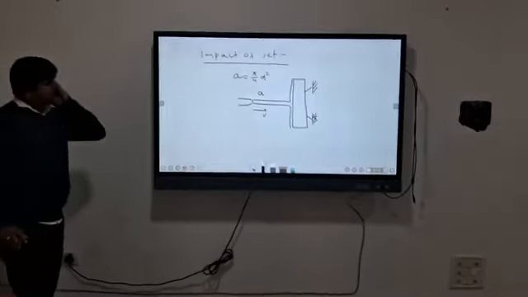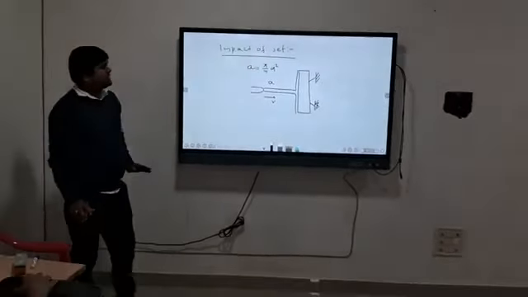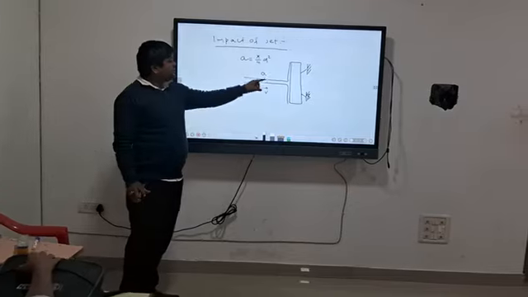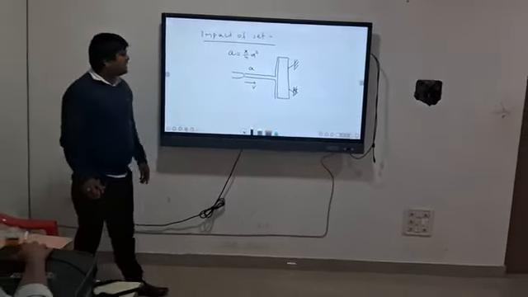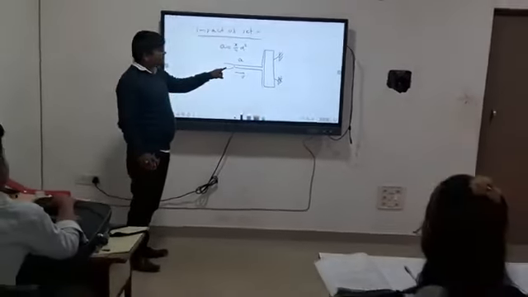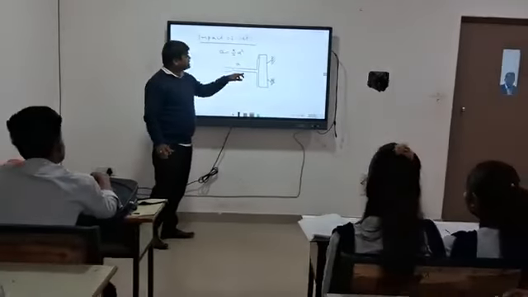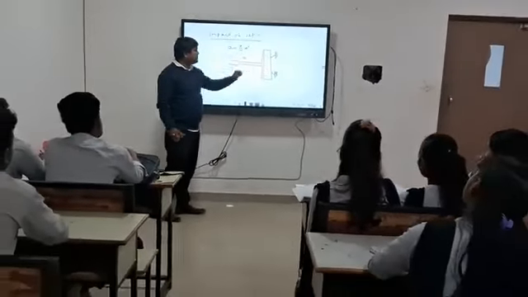So today we'll see what is the impact of jet. Let's see the impact of jet on a vertical plane. So this is a jet. It is striking at a velocity v on the vertical plane.